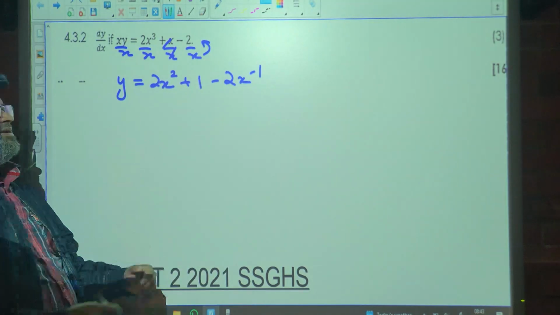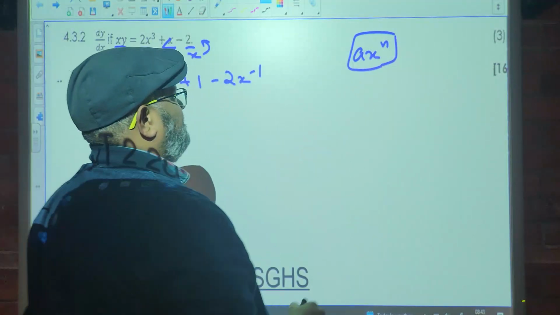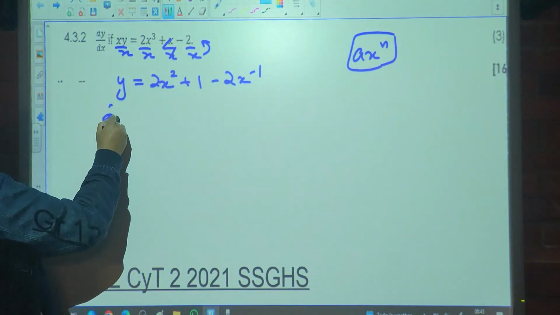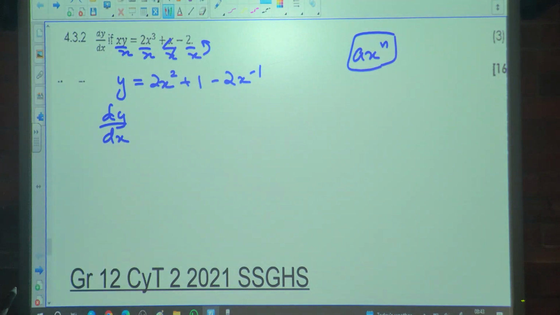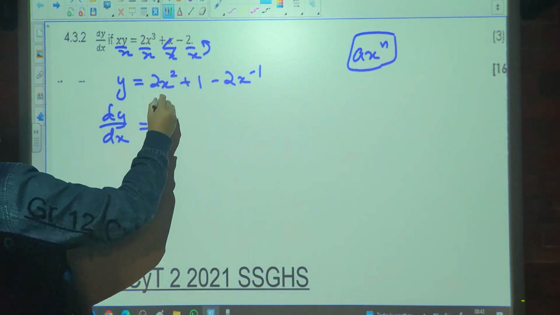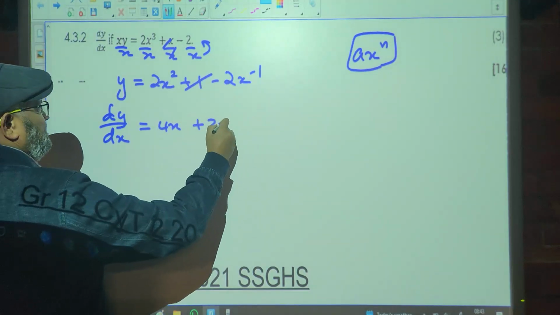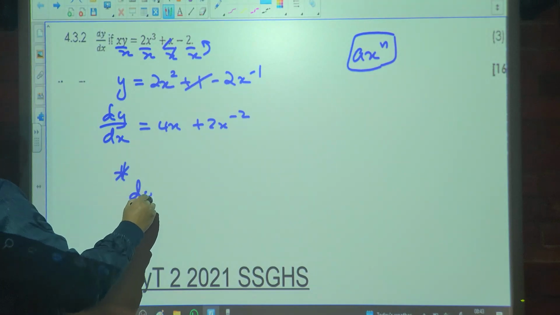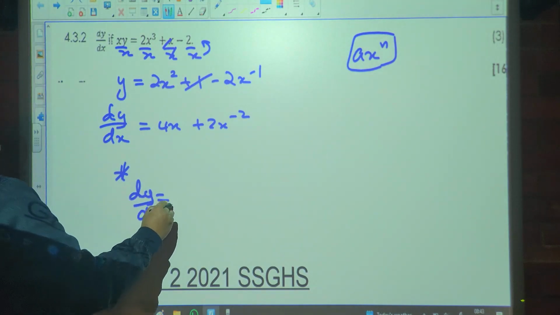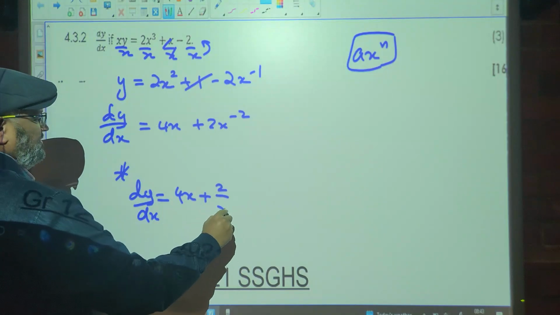So we want it in the form of ax to the exponent. Now I apply my derivative and change the notation. So dy over dx is equal to 4x, derivative of constant is 0, plus 2x to the negative 2. If you want to write it in positive exponents, it will be 4x plus 2 over x squared.